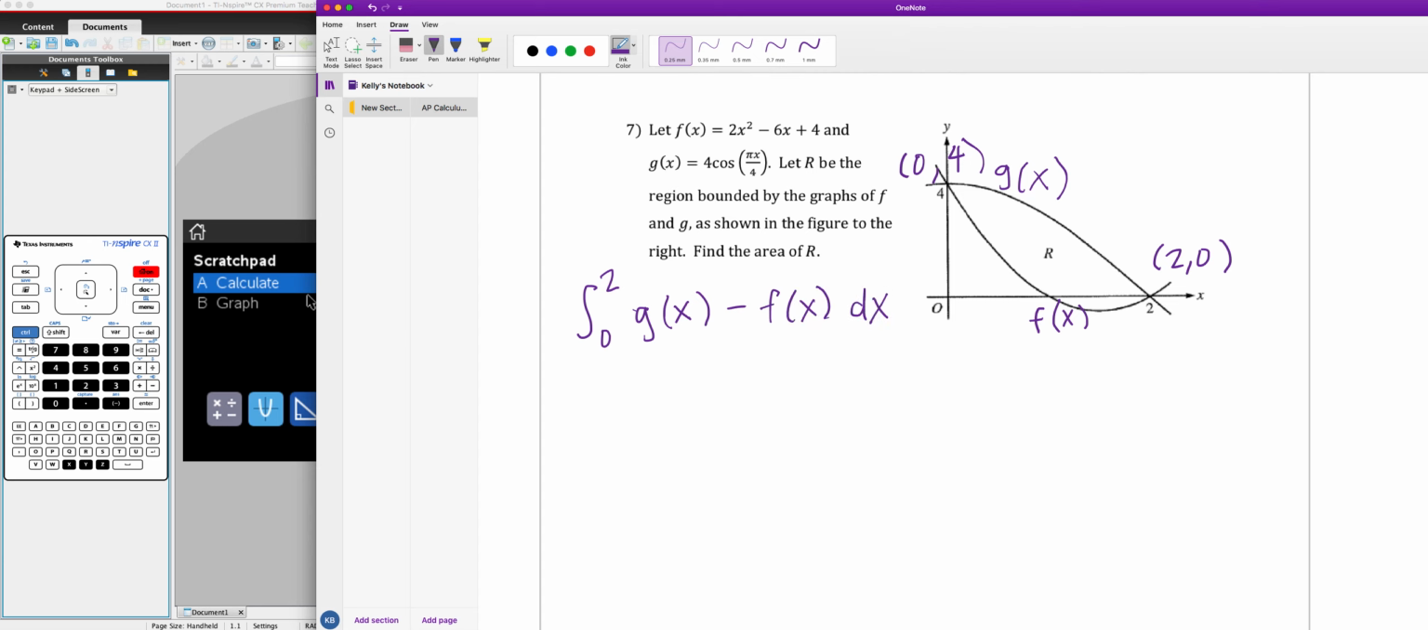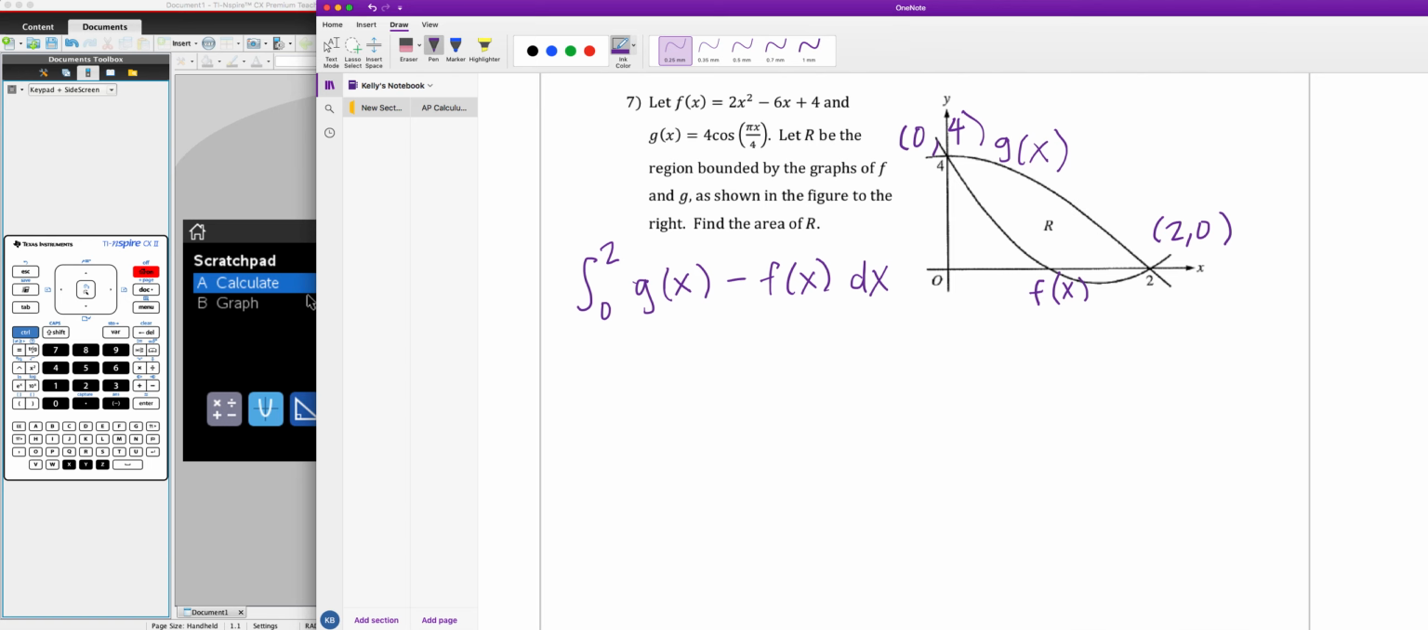Now, if this were calculator active, I could absolutely leave this as my setup because g of x and f of x are well defined for me. I would type this into my calculator and figure out what the answer is. Since we're going to do it by hand though, we are going to sub in the functions and then do some actual U substitution to integrate this. So coming back here, we have the integral from 0 to 2 of g of x, the 4 cosine piece, minus f of x, this entire quadratic. Make sure you have your parentheses around it, with respect to x. I'm going to distribute the negative sign.